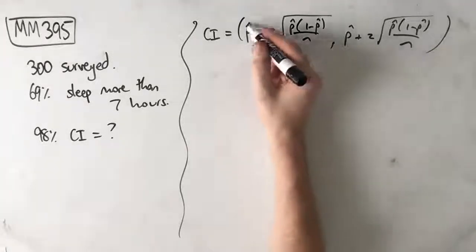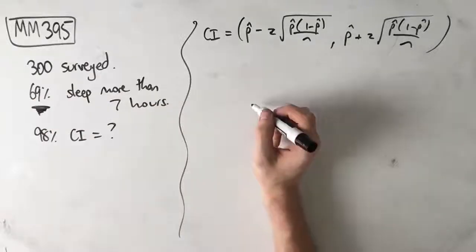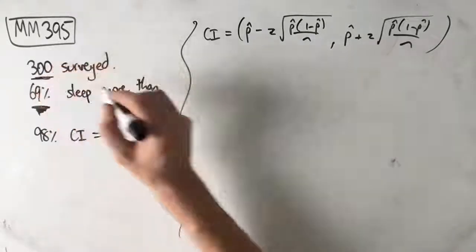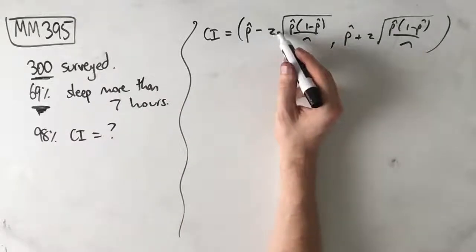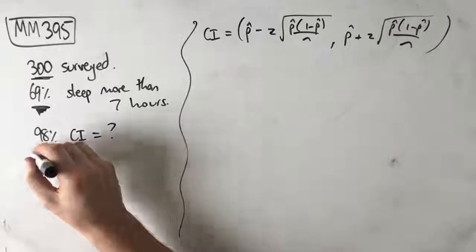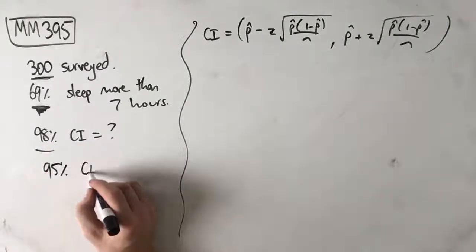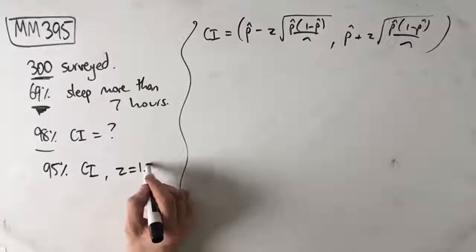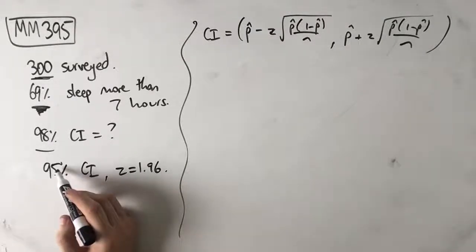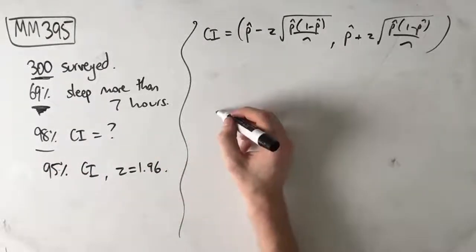So we have to figure out our p hat, which we actually do know. We know that that's our 69%. We need to know our n, which we do. That's our 300. But we don't know what our z value is. Okay, so our z value is normally given by our confidence level, right? So a 95% confidence interval would have a z value of 1.96. Okay, but we don't have a 95% confidence interval. We've got a 98% confidence interval. So what we need to do is actually figure out our z score.